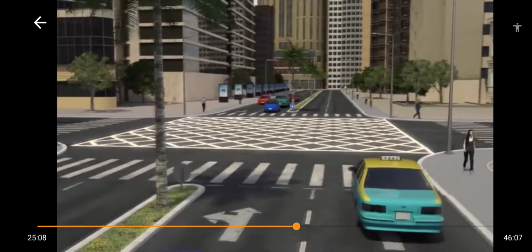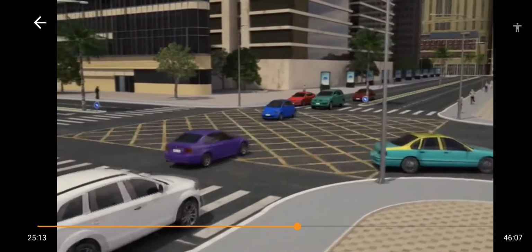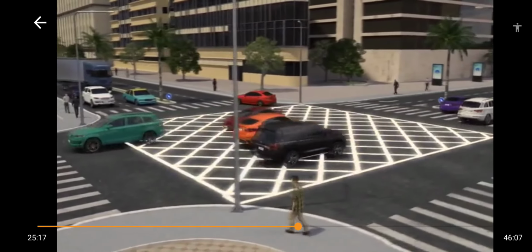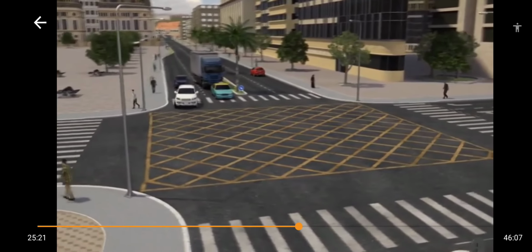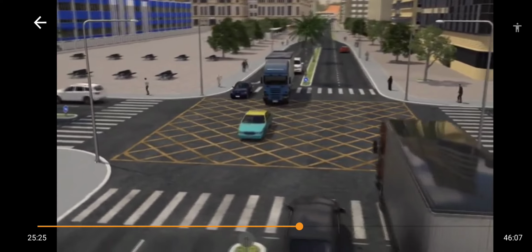No stop on yellow square. The driver is prohibited to enter the yellow square area except if the lane is clear and there is a green light signal allowing him to move. He is strictly prohibited to stop on this area in order to not obstruct traffic motion.